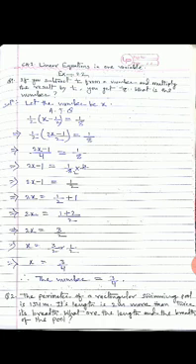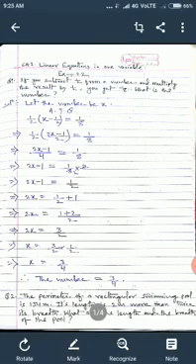Now see question number 2. The perimeter of a rectangular swimming pool is 154 meter. Its length is 2 meter more than twice its breadth. What is the breadth of the pool?